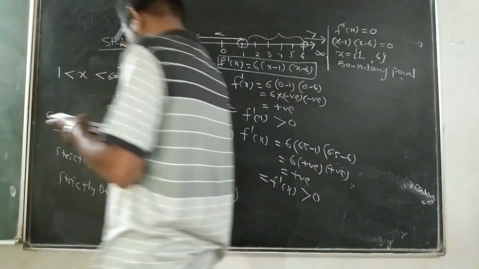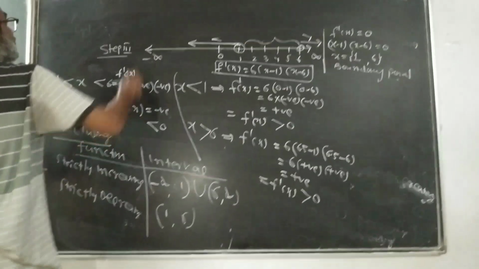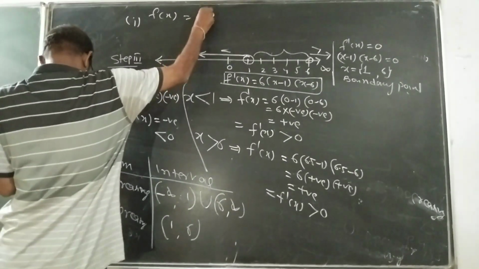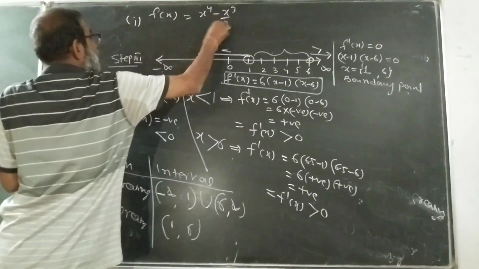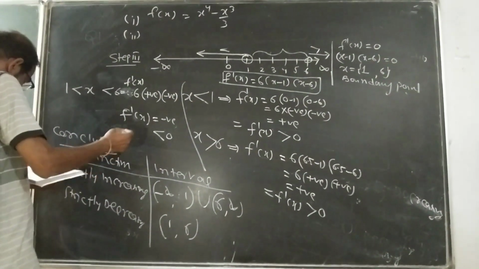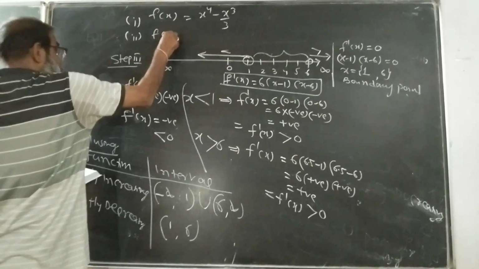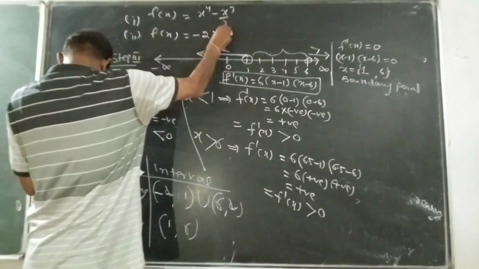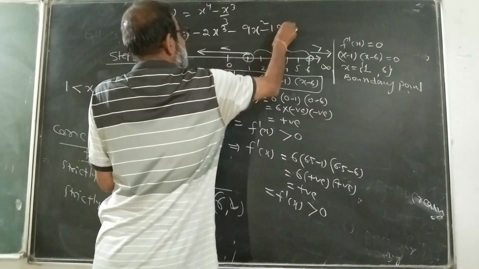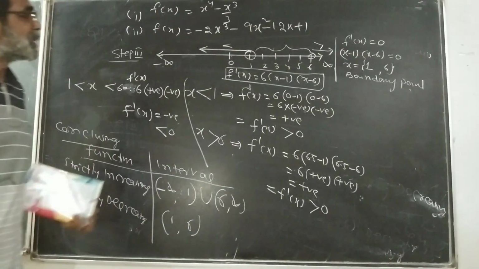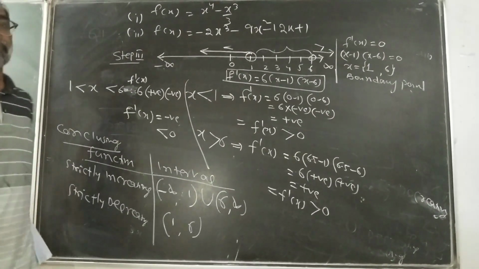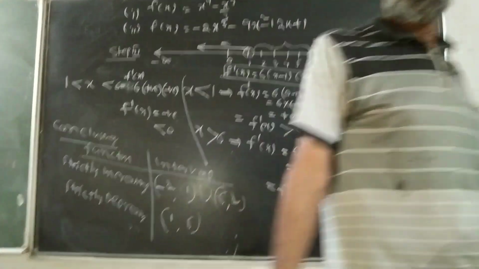Another question you can do, this question you do. f(x) equal to x4 minus x2 by 3. Find the interval in which the function is increasing or decreasing. So this is a function, minus 2x cube minus 9x square minus 12x plus 1. So this is simply an algebraic function. Next we will discuss the trigonometric function. Okay, thank you.